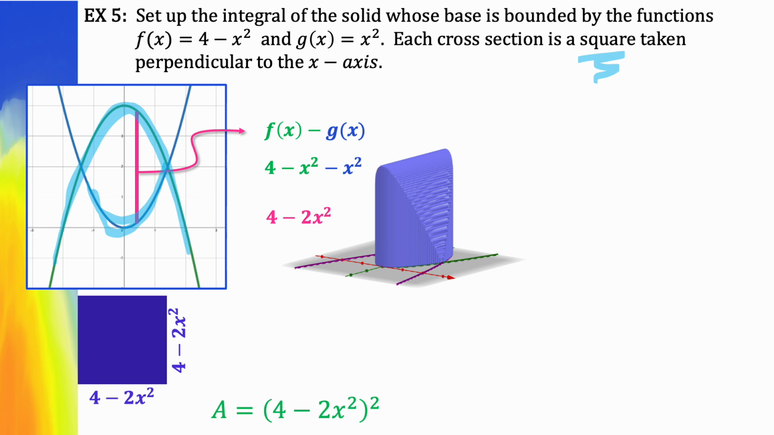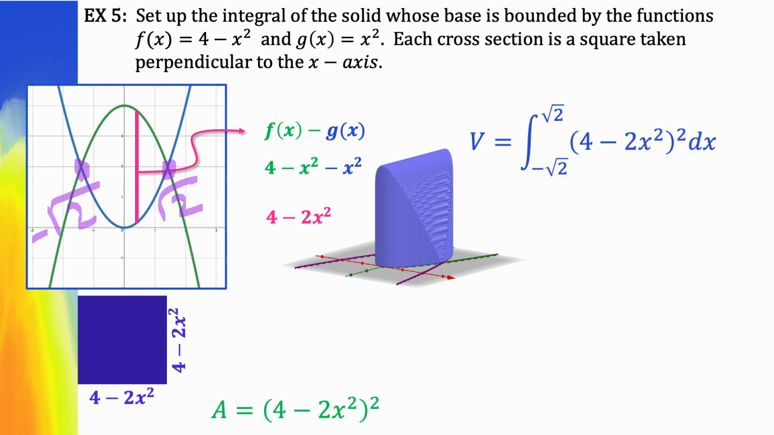And we just have to set up the integral this time. But the question is, what are the bounds of my integral going to be? Well, in order to figure that out, I would take the two equations, set them equal to each other, and solve for x. And if I do that, I get a negative root 2 on this side and a positive root 2 on that side. So those are the bounds of my integral, and I've set it up. Here's the area of my squares.